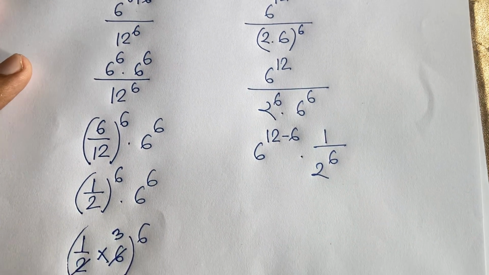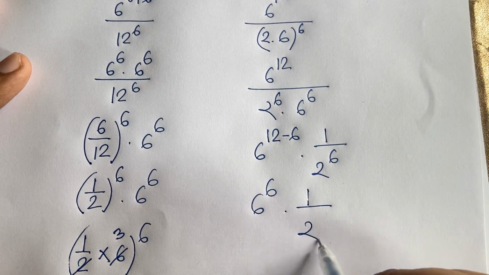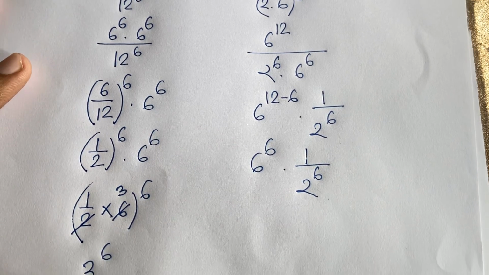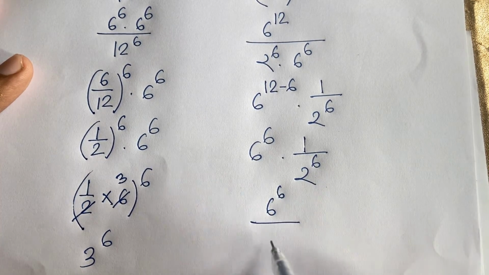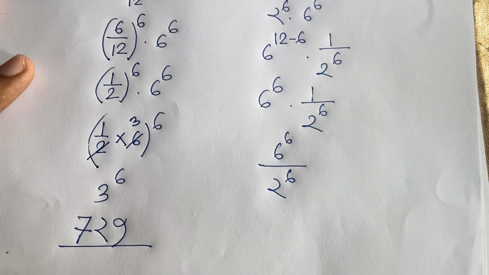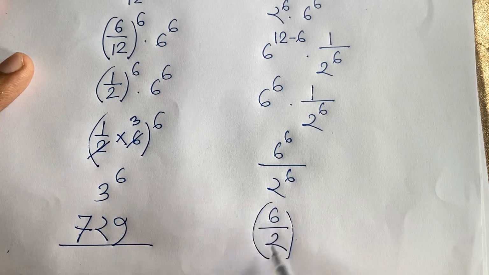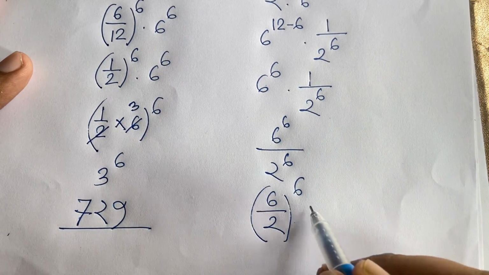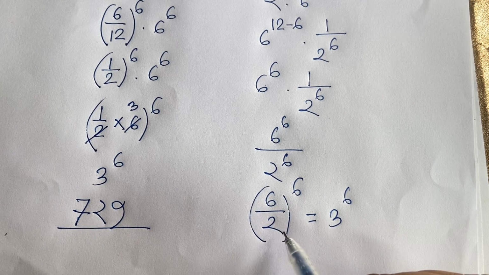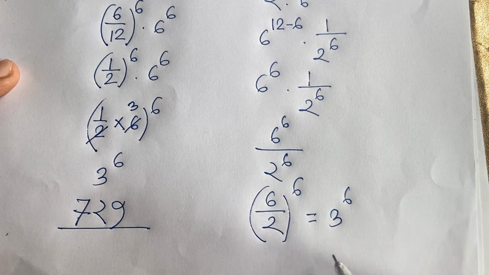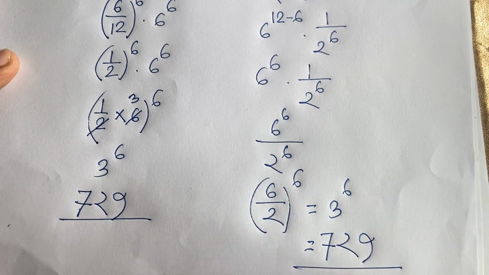Now I can say 6 to the power 6 times 1 over 2 to the power 6. Again, this will be 6 to the power 6 over 2 to the power 6. Then the exponent is the same, so it will be 6 over 2 and the whole to the power 6, and I can say that it will be 3 to the power 6. Because 6 divided by 2 is 3, it will be 729. This is our final answer.